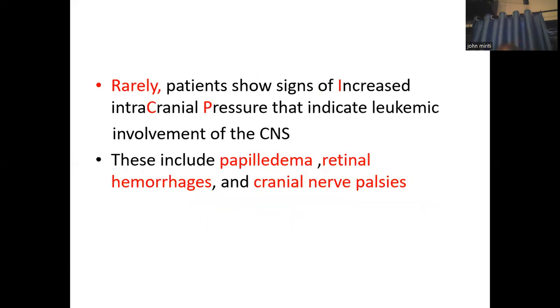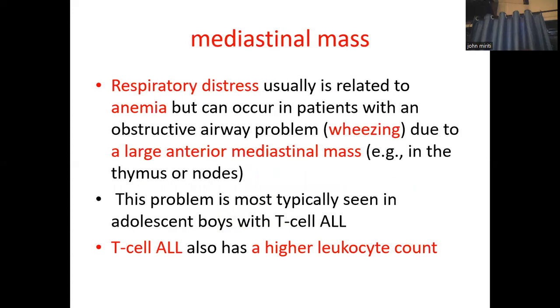So rarely patients show signs of increased intracranial pressure that indicate leukemia involvement of the central nervous system. So this one is not very common. These include papilledema, retinal hemorrhage, and also cranial nerve palsy. So the mediastinal mass can cause respiratory distress, usually related to anemia, and can also occur in patients with obstructive airway problems, which can result from a large anterior mediastinal mass in the thymus.